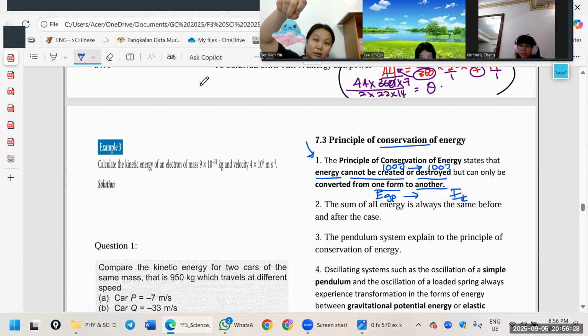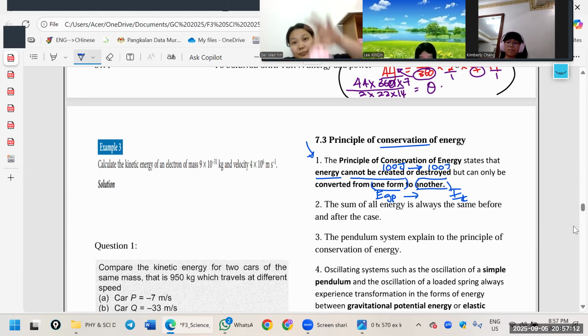I hold it here. Gravitational. Yes, gravitational potential energy. So see, when I release it, I open my finger. Where is the octopus? The octopus is falling down, right? So when the octopus is falling down, what kind of energy does it have? Kinetic. Yes. So this is converting from one form to another.